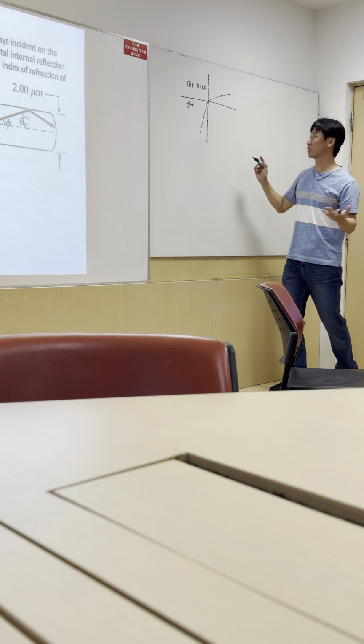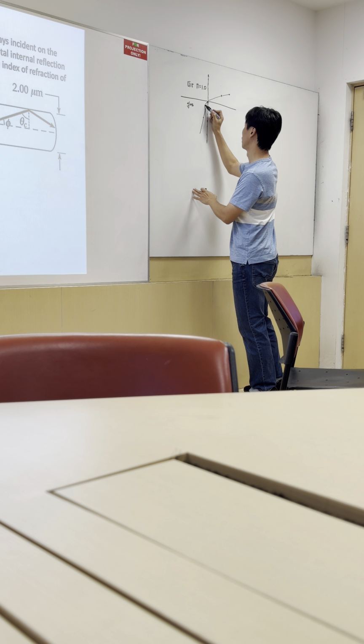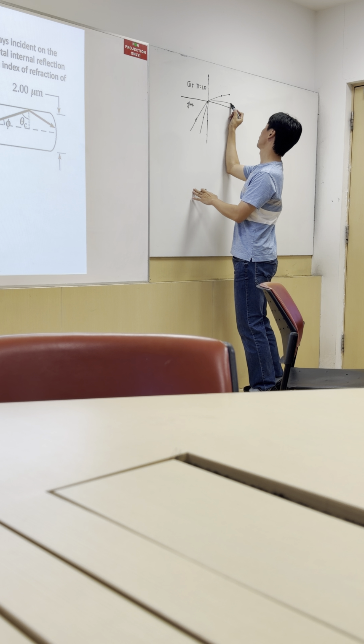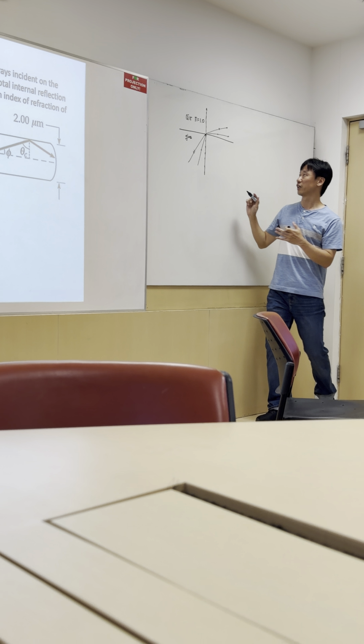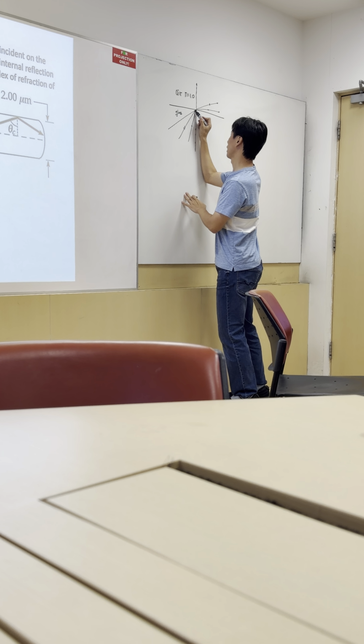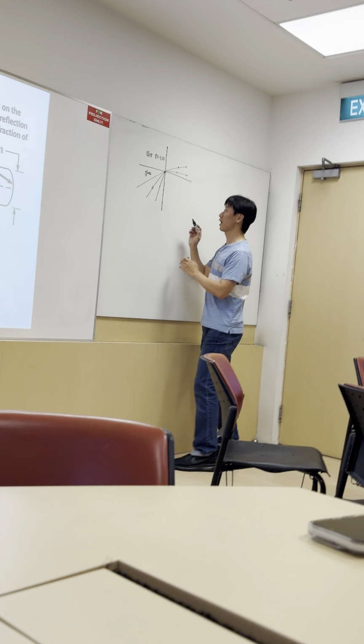Okay, then let's increase the angle a little bit more. Then it will be tilted more. Then eventually you reach a certain angle, and then it will propagate along this interface. So the refraction angle is 90 degrees. Okay, then let's apply Snell's law.